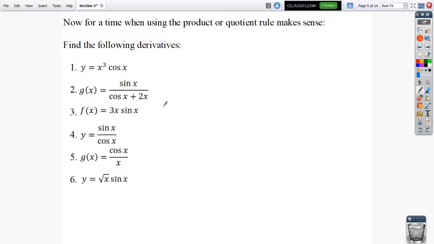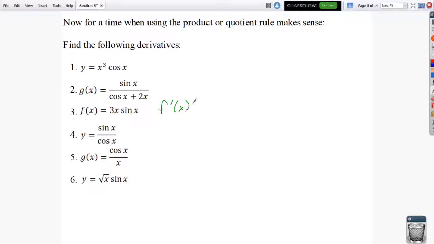So for number 3, again, I see that we got a product rule here. So f prime of x is going to equal left 3x, right, derivative of sine is cosine, plus left to right, right to left. The one thing that I see about how I've left it here, you might want to write it as 3x cosine x plus 3 sine of x.